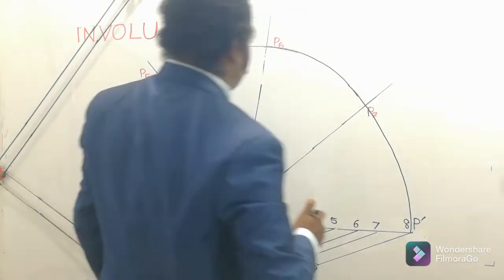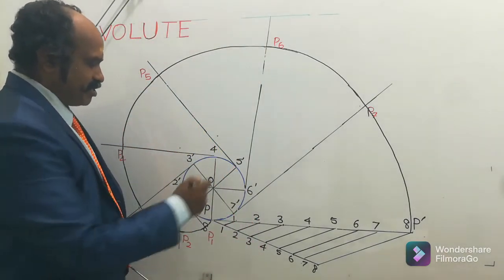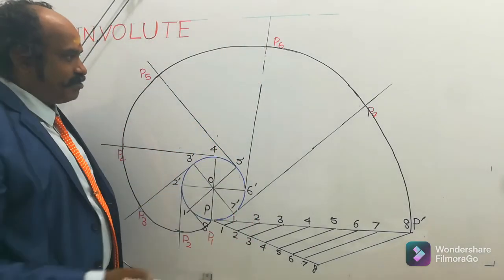So this curve obtained is called the involute of a circle. So next, dimension it, the circle diameter is given as 50 mm.